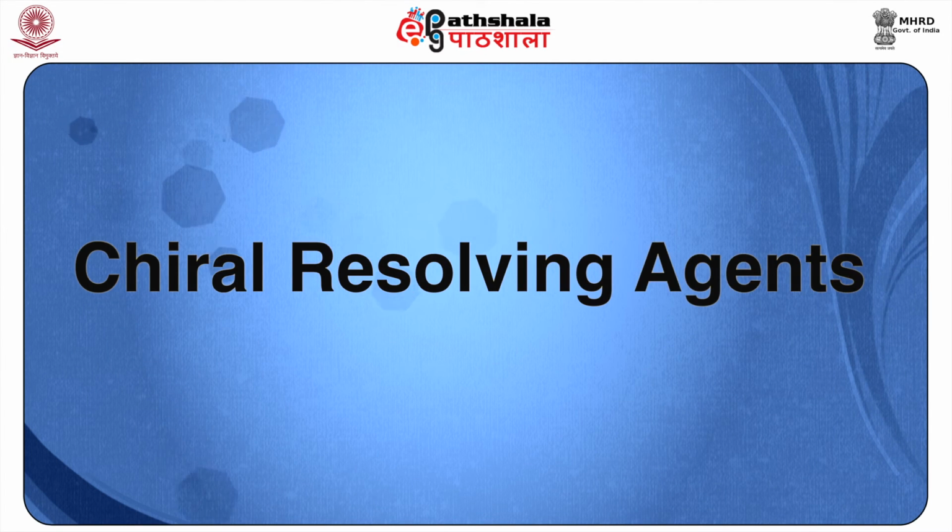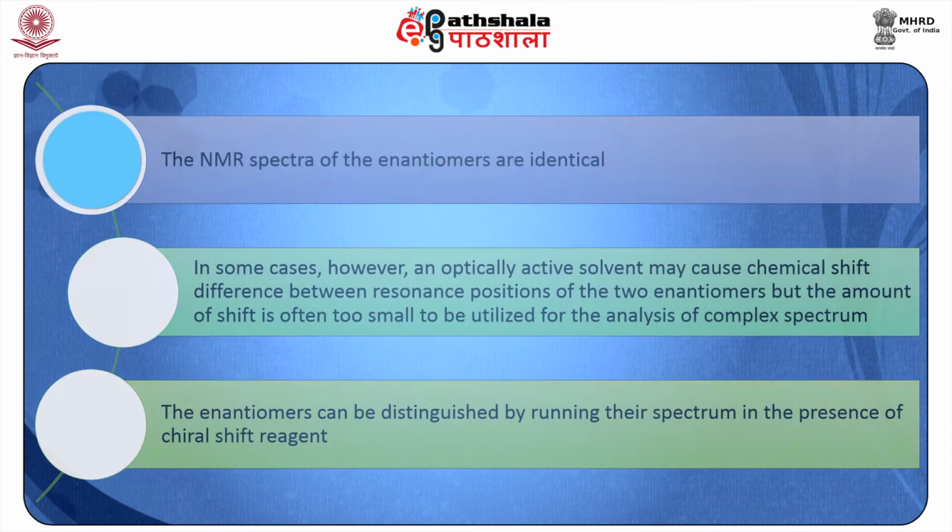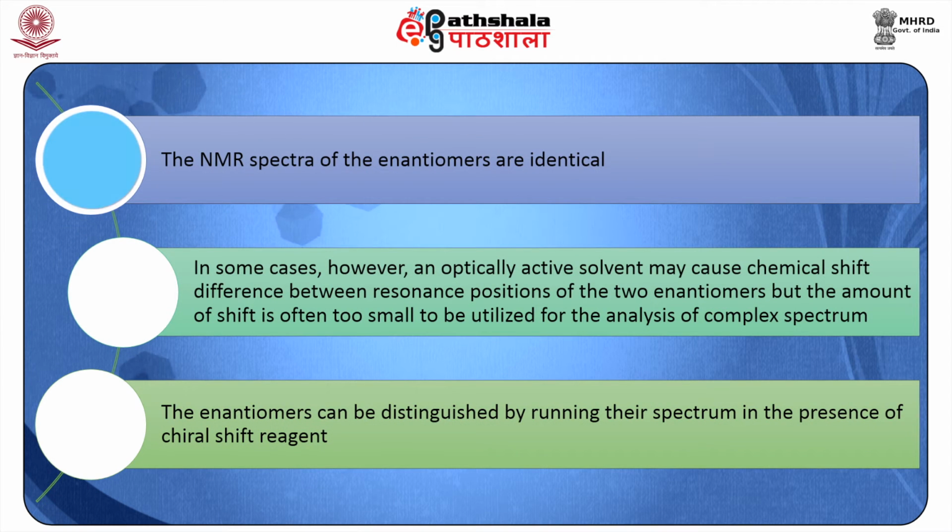Now let us study the chiral resolving agents for the simplification of the NMR spectrum. The NMR spectra of enantiomers are identical. In some cases, however, an optically active solvent may cause a chemical shift difference between the resonance positions of the two enantiomers, but the amount of shift is often too small to be utilized for the analysis of a complex spectrum. The enantiomers can thus be distinguished by running their spectrum in the presence of a chiral shift reagent.